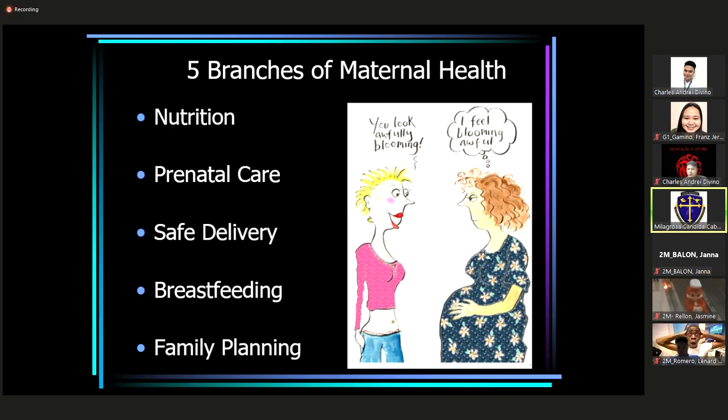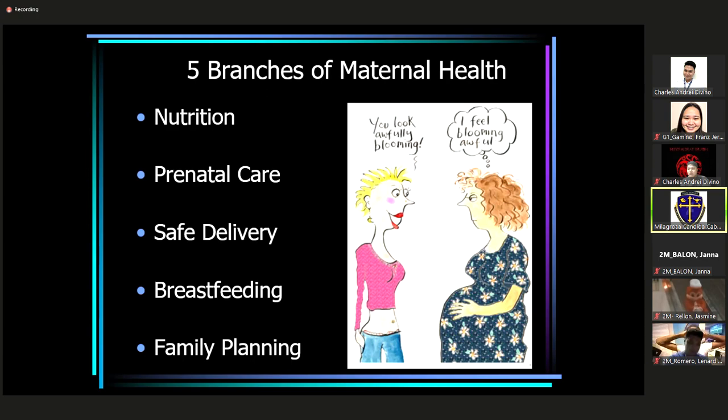Kasi nga, yung folic acid talaga, guys, is very essential for brain development ng baby. Kasi kung lack ng folic acid, nagkakaroon tayo ng mga neural tube defects or congenital anomaly sa mga baby. So that is how important your folic acid is.